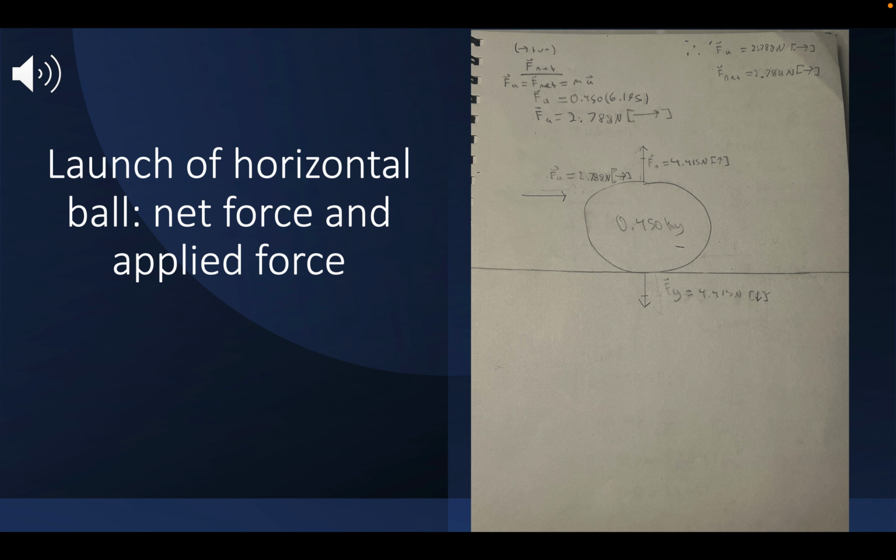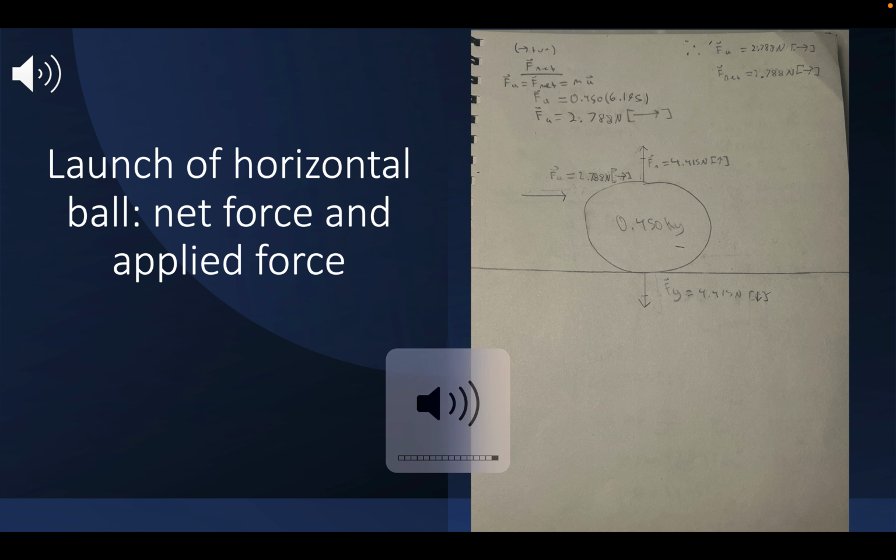So now we will look at the net force and applied force of the ball being pushed horizontally. First, again, we will draw a free body diagram to represent the forces acting on the object. Firstly, we must recognize that there is no force of friction, and so we will only have three forces acting on the object: the normal force, the force of gravity, and the applied force.